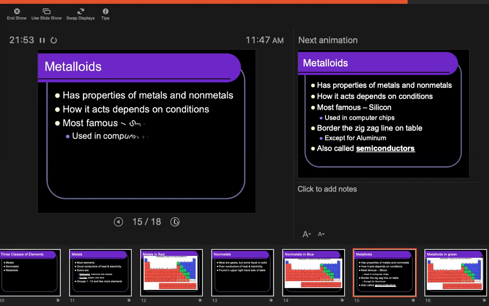The most famous example of a metalloid is silicon, and I am not saying that incorrectly. Silicone is spelled with an e, and silicone is a derivative. It's made with a silicon base to it, but it is not the same thing. Silicon is used in computer chips.